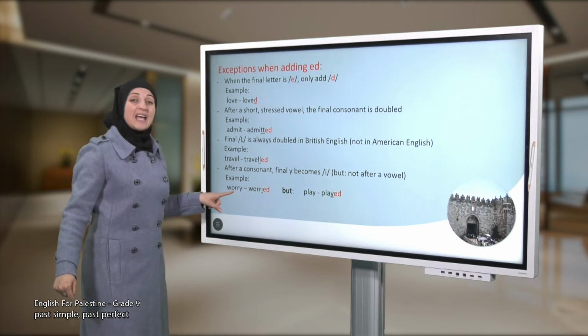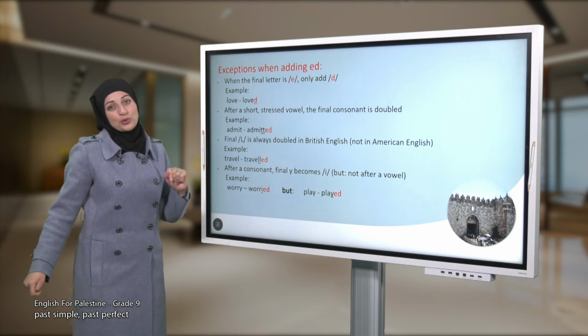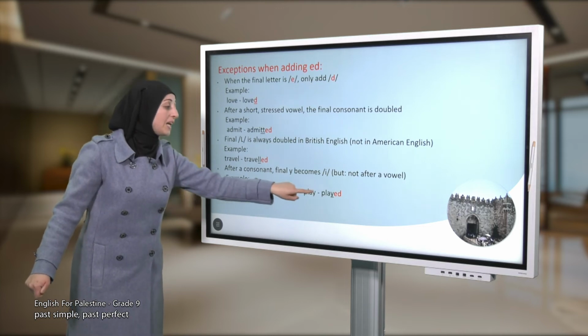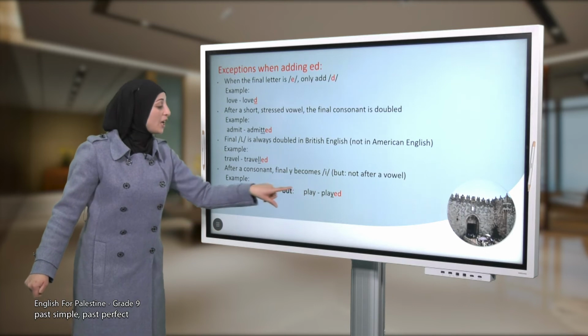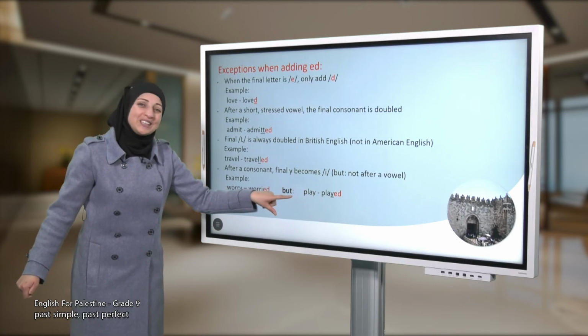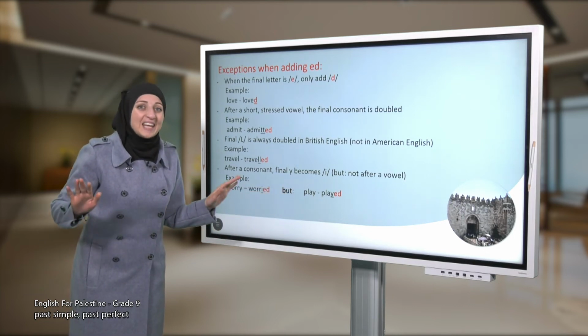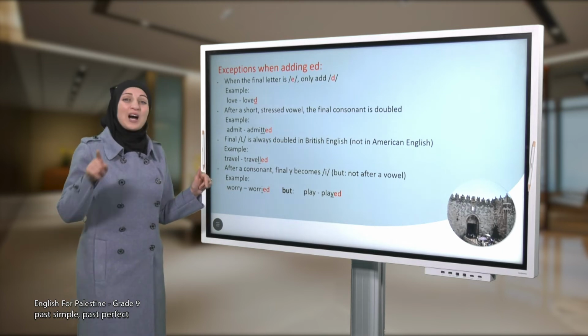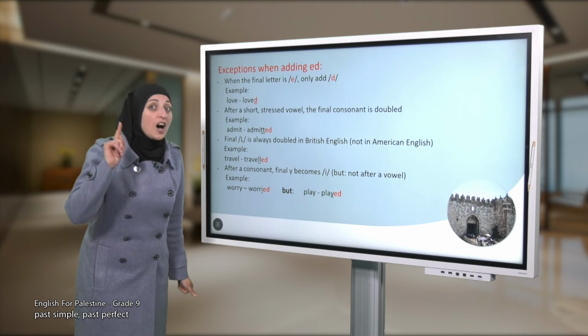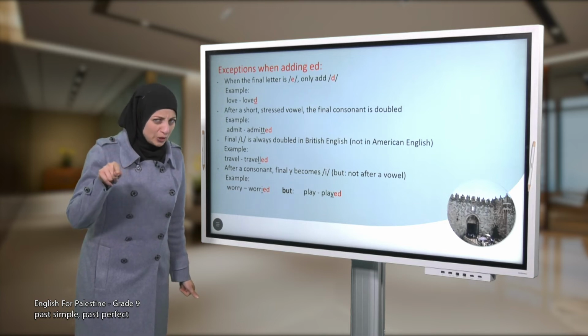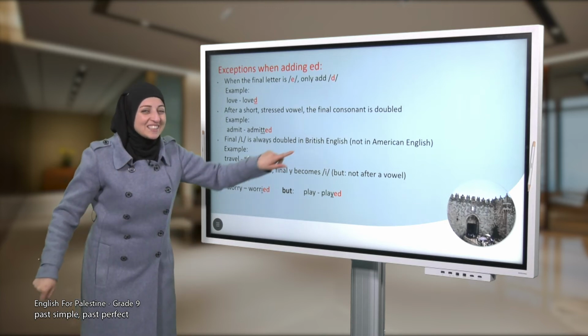But the first one has a consonant before the last letter, and play has a vowel, which is A, before the Y. If you have the vowel, you don't delete the Y, you just add ed. But if you have a consonant, you have to delete the Y, then add IED. Did you get it? I think yes.